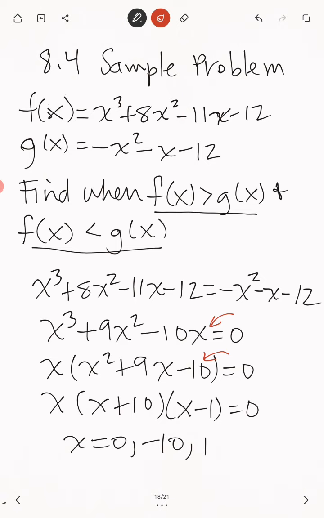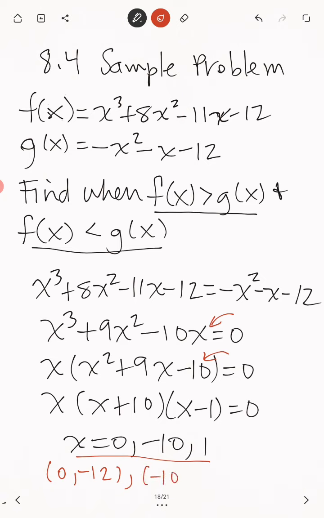Okay, so once we have our roots here, we should put them back into either f of x or g of x to get the y values that go with them. And I've already done that, so I'm just going to write them here. 0 goes with negative 12.